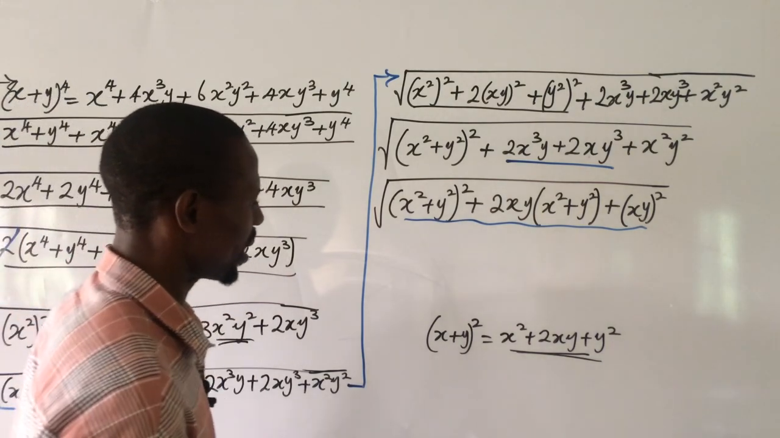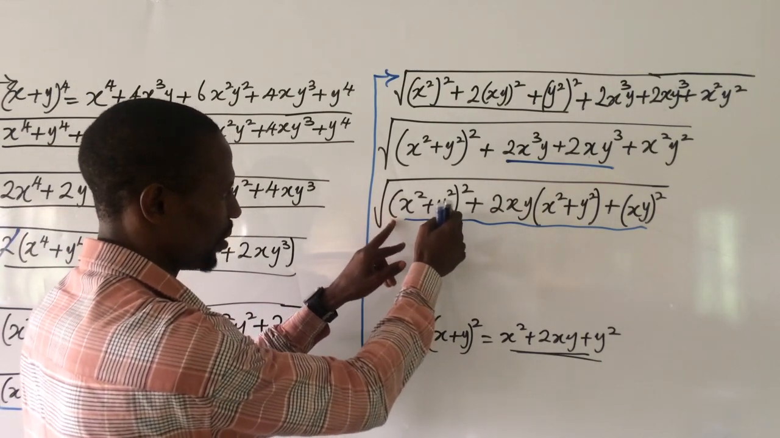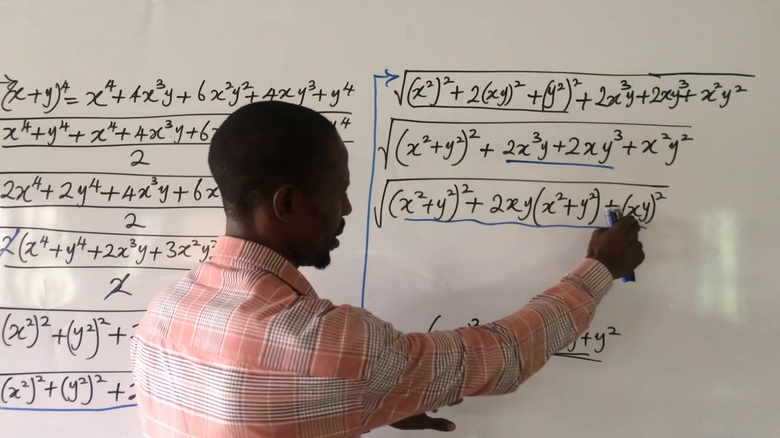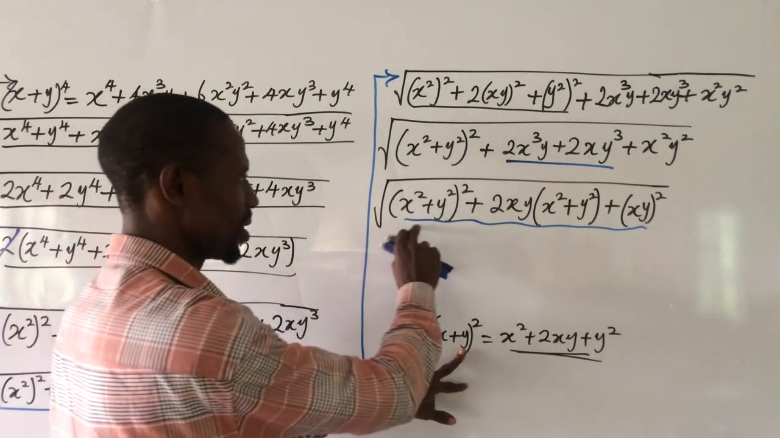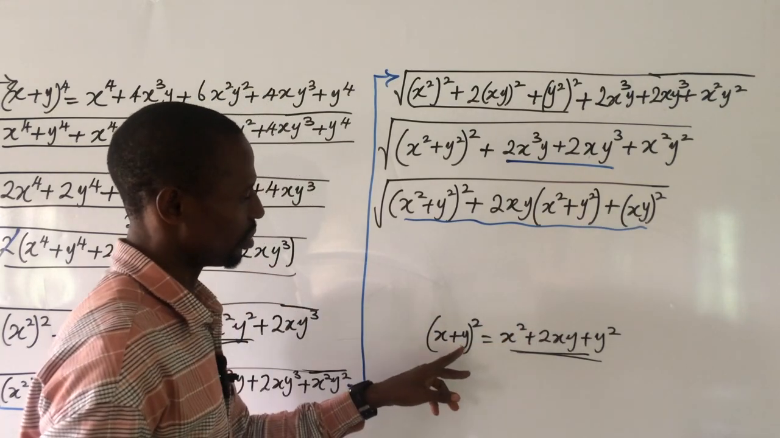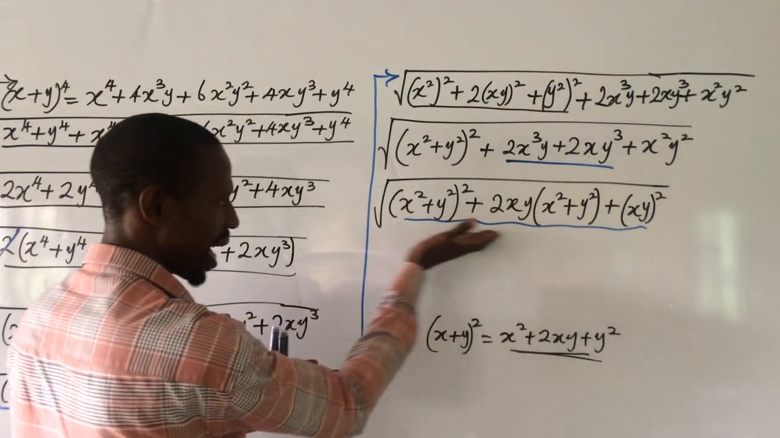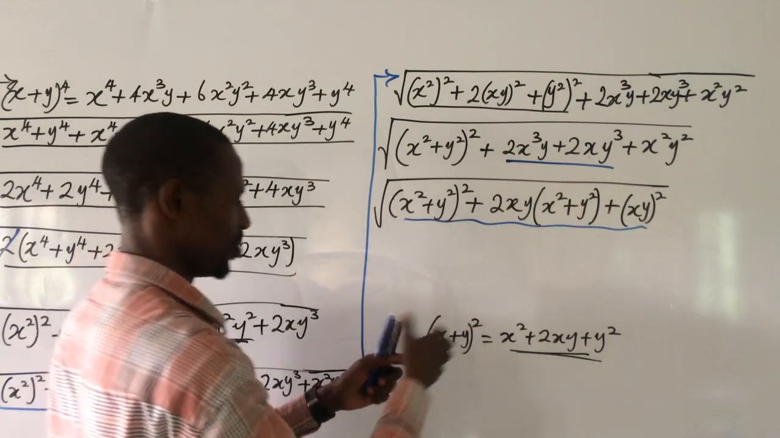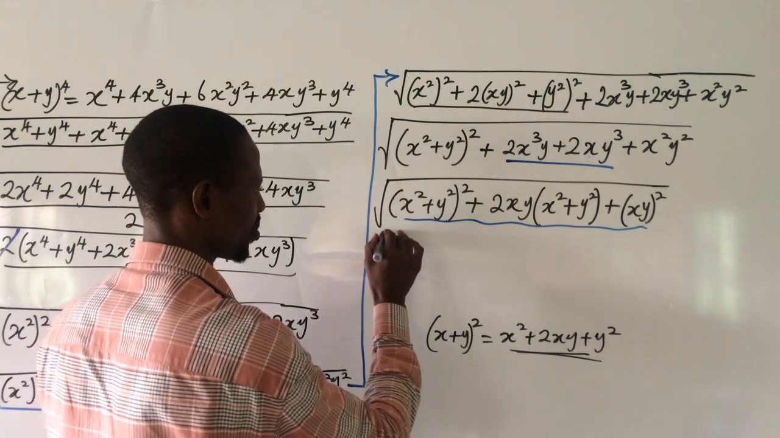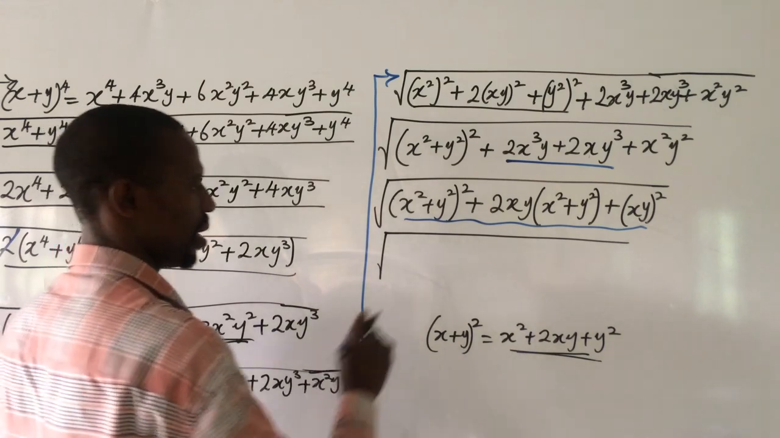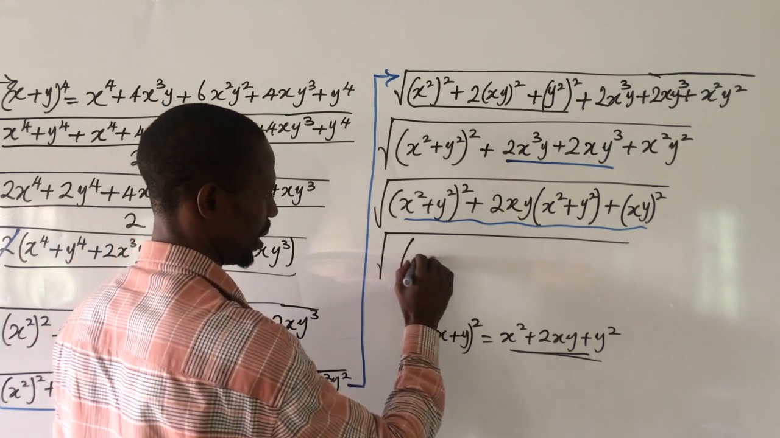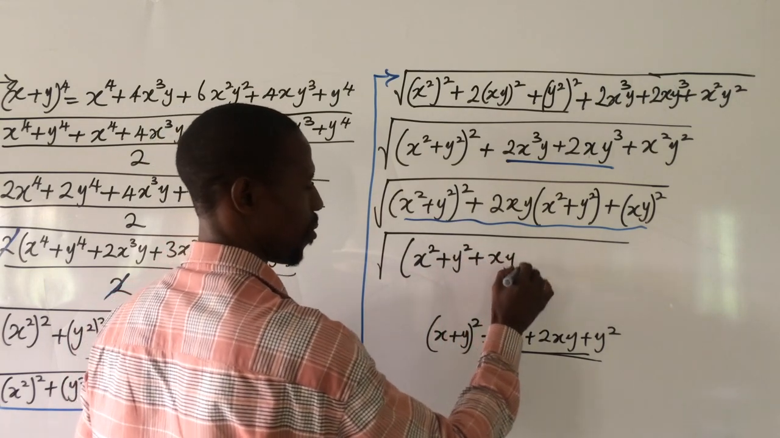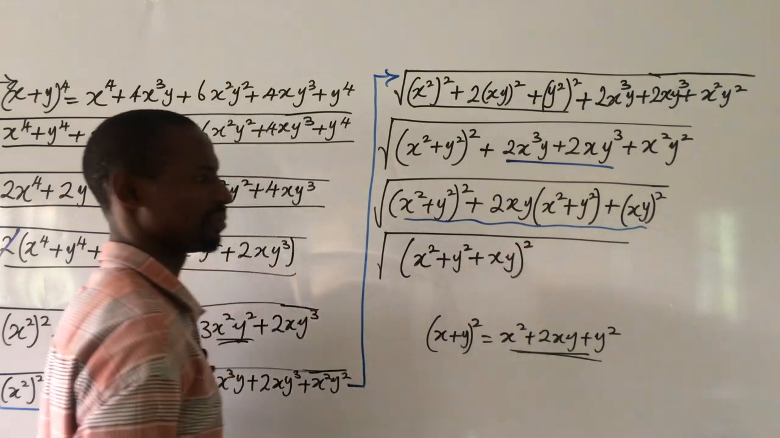So we consider the whole of this expression to be x, then the whole of this to be y. So everything we are having here is what we have here now. Let's rewrite the whole of this in this form. We're going to have the square root of x squared plus y squared plus xy all squared.